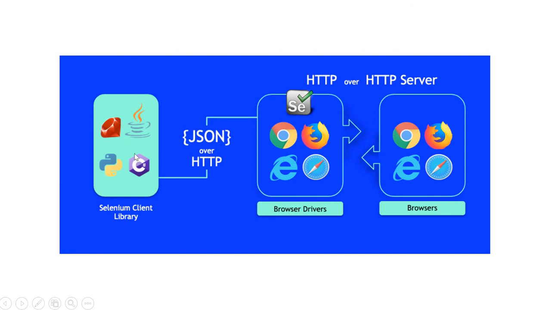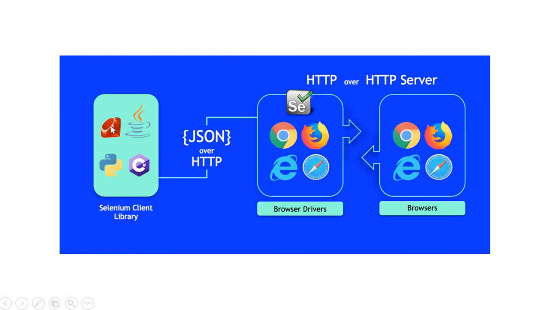What will happen? This test case will be communicated to the browser driver in JSON format over the HTTP protocol, which is actually the REST API. So you are running your program in Java, it will convert this into JSON, and over the HTTP protocol, it will send the information to the browser driver. Once the browser driver gets the information, it will communicate it over the HTTP server to the browsers. So we are not directly dealing with the browsers, but with the browser drivers, and the browser drivers in turn perform the action on the browsers.